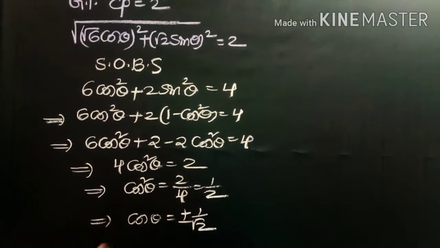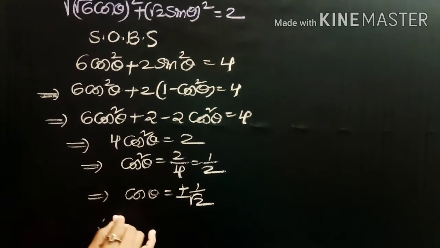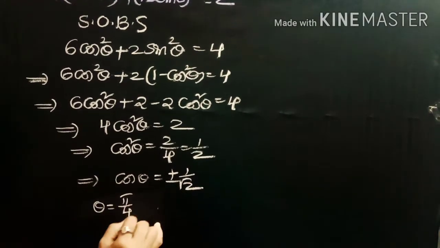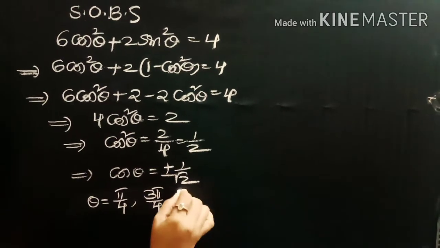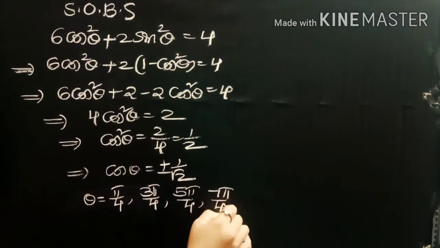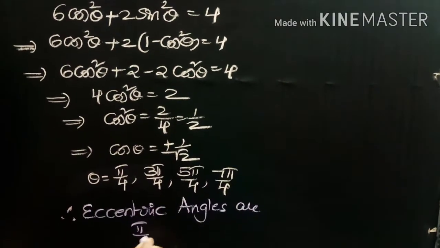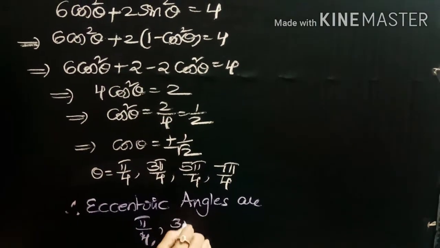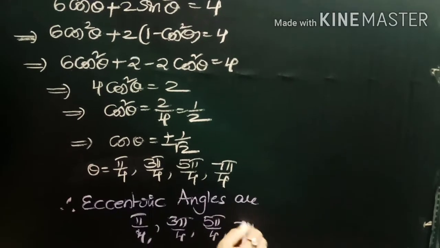Cos square theta is equal to 1 by 2, then cos theta is equal to plus or minus 1 by root 2. Therefore the values of theta are: first value pi by 4, angle in the first quadrant; 3 pi by 4, angle in the second quadrant; 5 pi by 4, angle in the third quadrant; and 7 pi by 4, that is angle in the fourth quadrant. Therefore the eccentric angles are pi by 4, 3 pi by 4, 5 pi by 4 and 7 pi by 4.